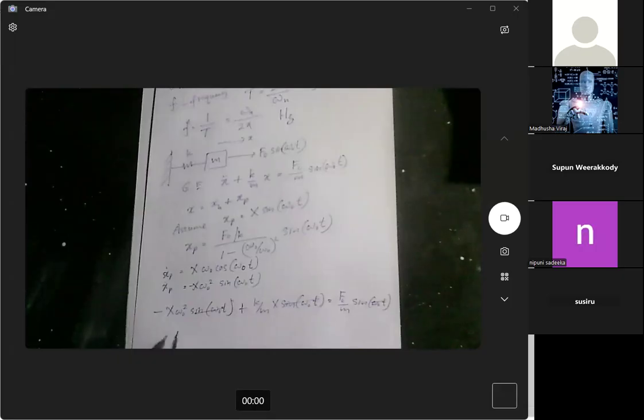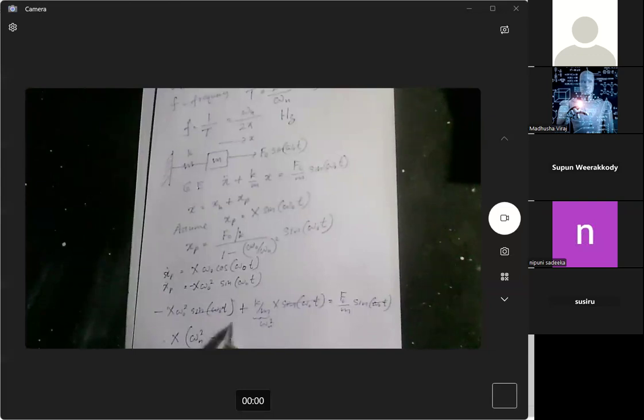So we have k over m, not x. K over m is what? Omega n squared. We have x times omega n squared minus omega naught squared equals f naught over m.